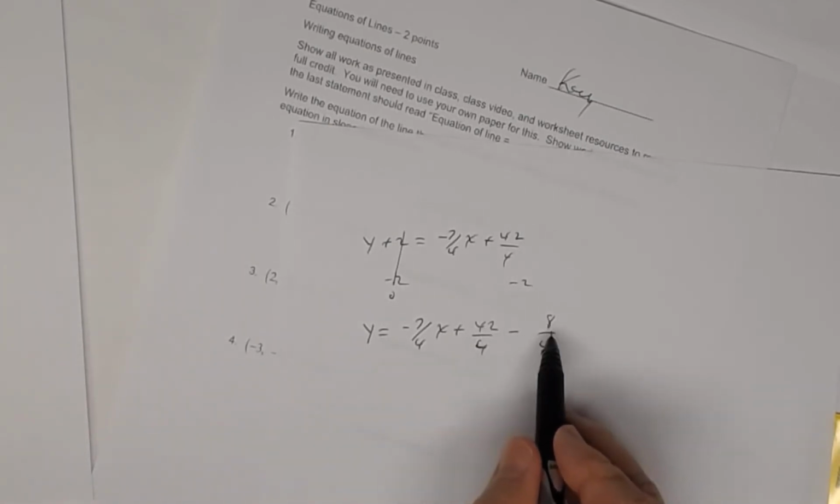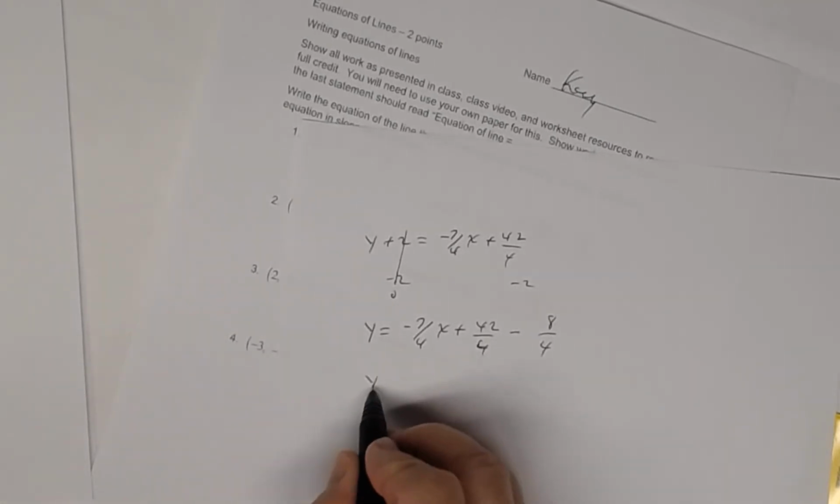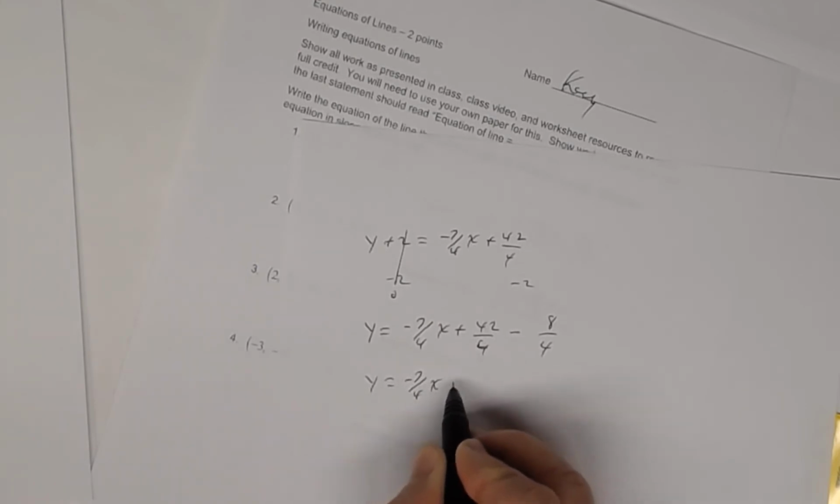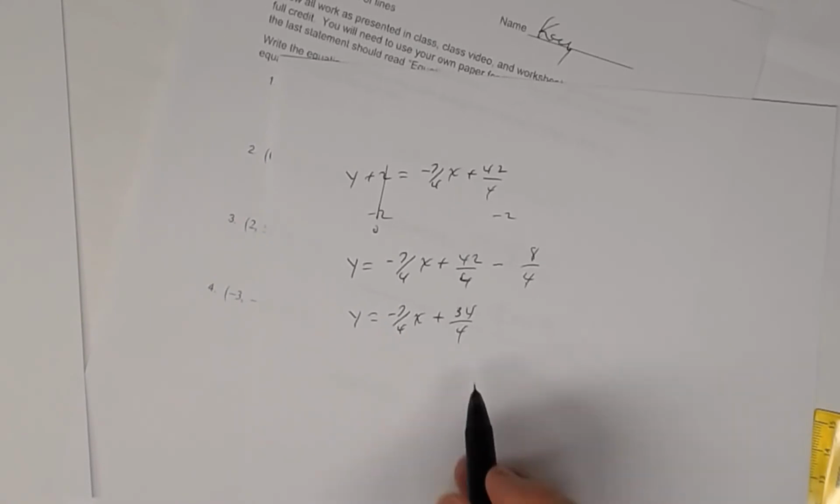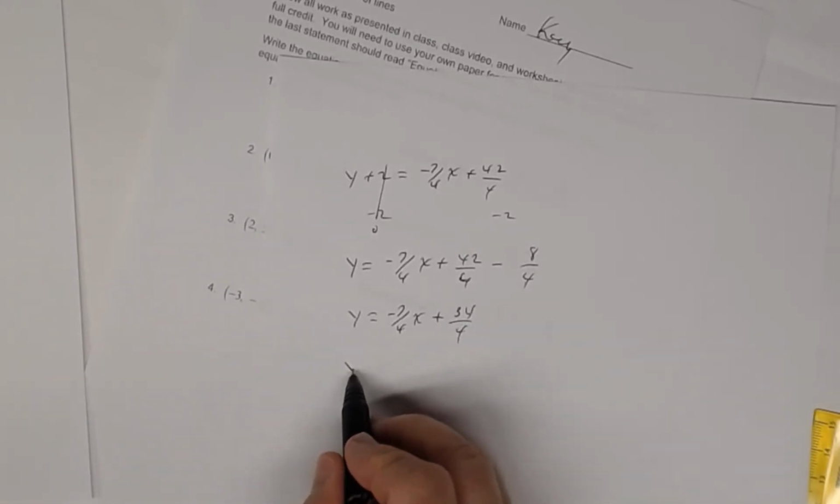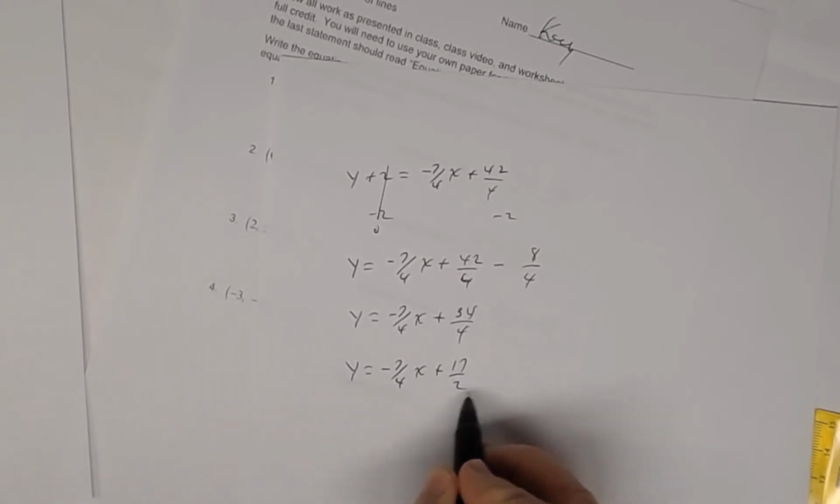But 42 minus 8 is going to give you 34, correct? So you get y equals negative 7/4 x plus 34 over 4. But you got to reduce. So you need to go ahead and reduce this. So when you reduce this, you get y equals negative 7/4 x plus 17 halves.